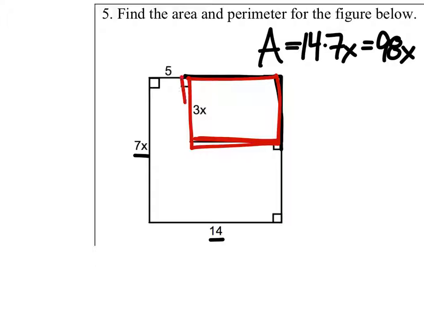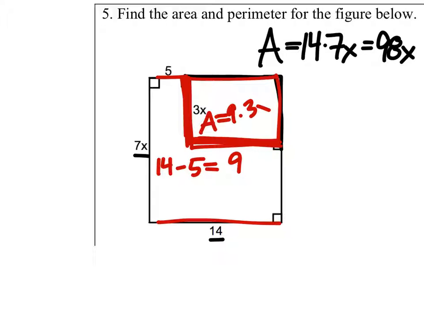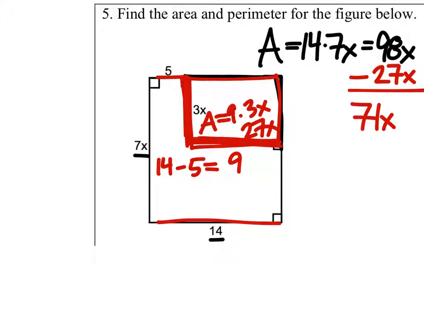Now I need to find the area of the red rectangle. But I have this width right here is 3x, but I don't have this length right here. But we can figure it out, right? So let's show that it's 14, which is this full length, but 5 of them are used. So I got 9 on that. So the area of this would be 9 times the 3x, which gives me 27 x's. And I'm going to subtract those off of the 98 x's, which gives me 71 x's in units squared.